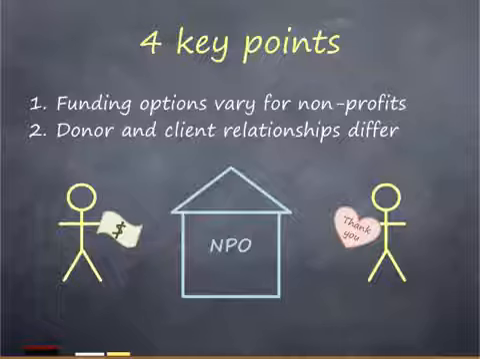The first couple of key points that we're going to cover in the next 10 weeks are: number one, nonprofits have a variety of funding options, but not every funding option is appropriate for every organization. And number two, relationships that nonprofits have with clients are different than the relationships between for-profit organizations and their clients. For-profit organizations can increase funding by serving more clients, but traditionally, nonprofits don't get funding from clients. They get their funding from donors.